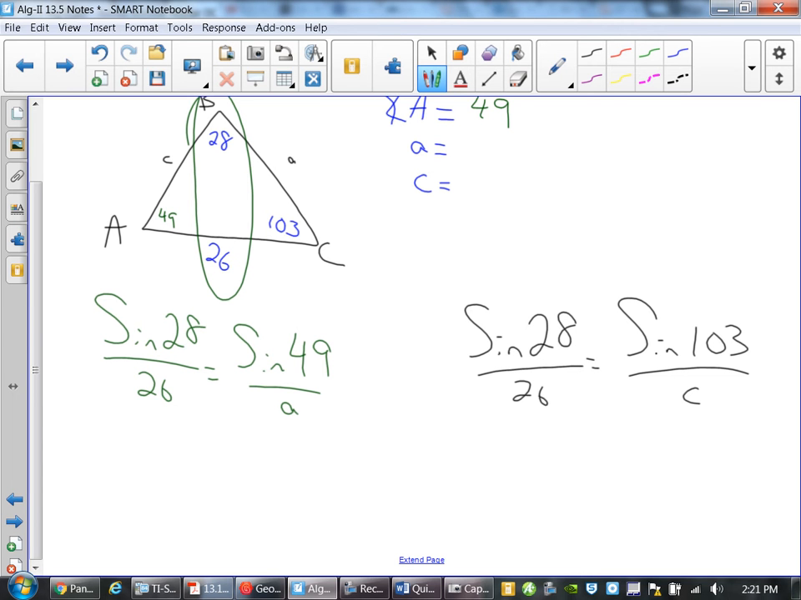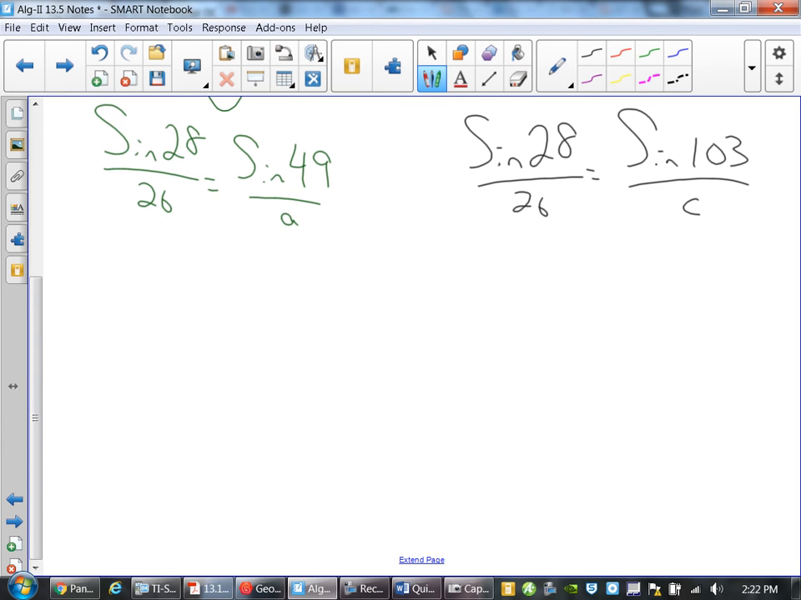And now it works out to be a two-step algebra problem because you have a fraction equal to a fraction. So when it's fraction equal fraction, what do you do? Cross multiply. In due time, you'll probably start to pick up on some shortcuts. So I'm going to get 26 sine 49 is A sine 28. Try to bring it back.